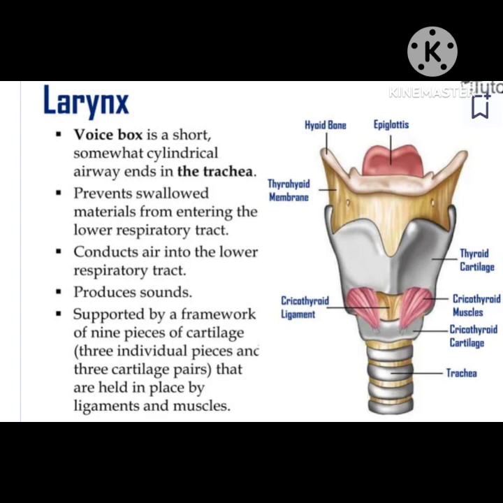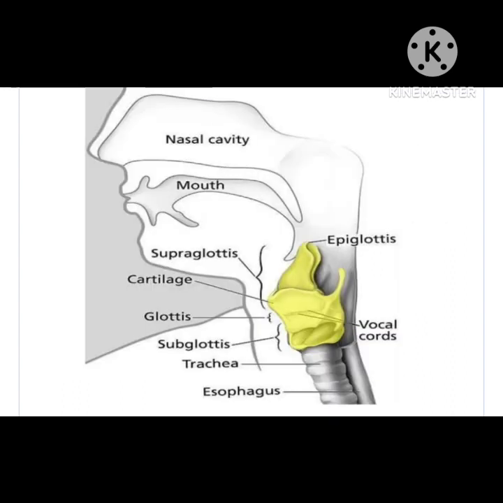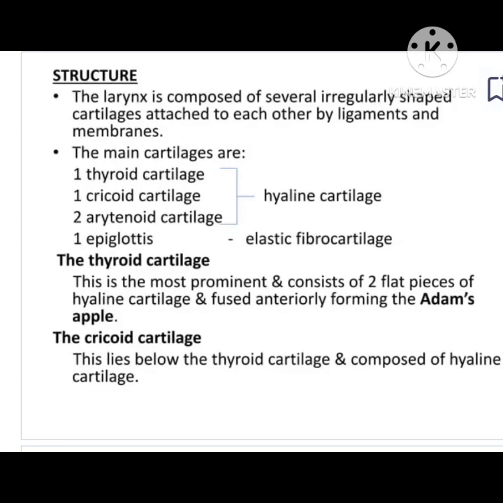Next is the larynx. The larynx is also known as the voice box. You can see here this is the larynx. So where is its position? It is from the root of the tongue and lies in front of the laryngopharynx at the level of the third, fourth, fifth and sixth cervical vertebrae. You can see here in this picture, the diagram of the respiratory system.